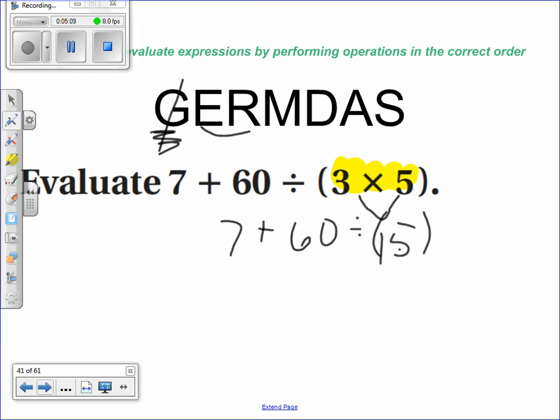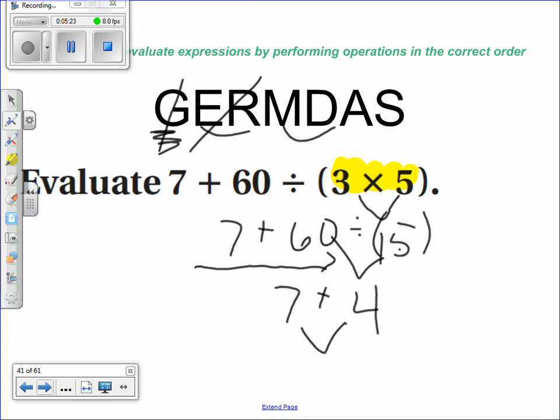Then I look for exponents and radicals. There are none. Then I look for multiplying and dividing. So starting from left to right, do I see multiplying? Nope. Do I see dividing? Nope. Oh, hey, here's dividing. So I'm going to do 60 divided by 15, which gives me 4. So now I just have 7 plus 4. I don't have a choice what operation to do. There's only one left, and I get 11.